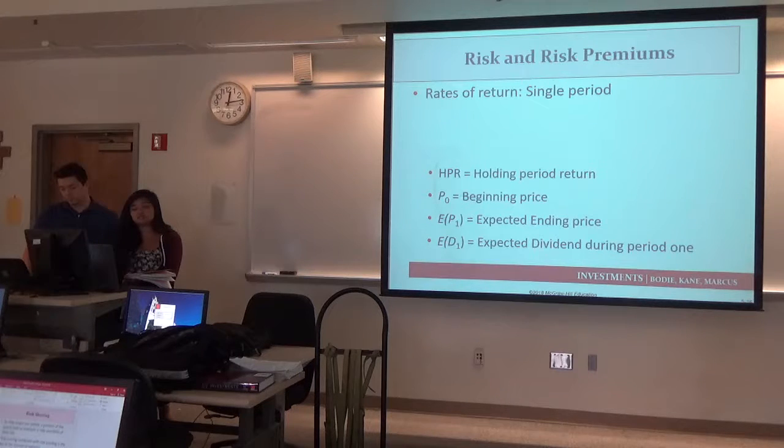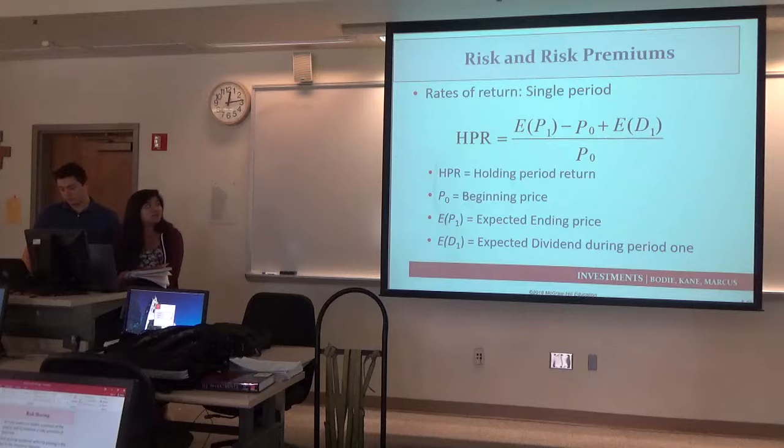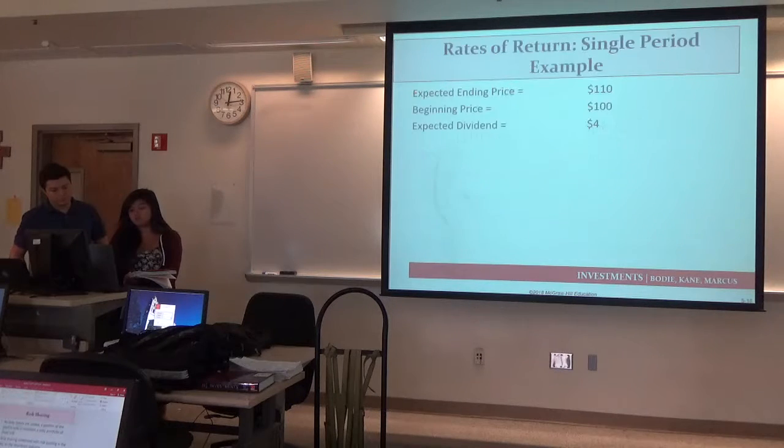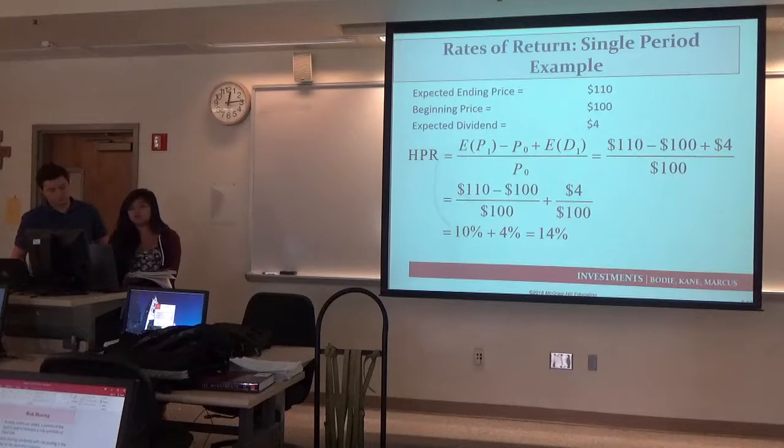So, risk and risk premiums: the rate of return for a single period, this is the equation. So we would basically plug that in. The HPR stands for holding period return. The other one is the beginning price. Next is the expected ending price, and then the expected dividend of period 1. This is an example.